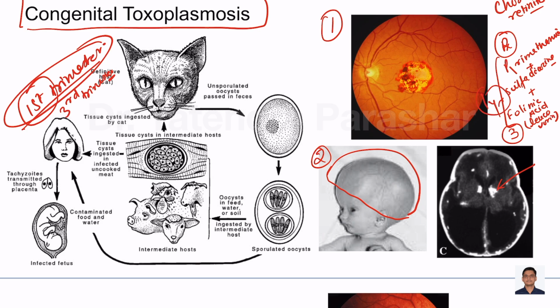Prevention can be done by avoiding raw or undercooked food or meat, avoiding contact with cat feces during pregnancy, and treatment of the maternal infection during pregnancy.